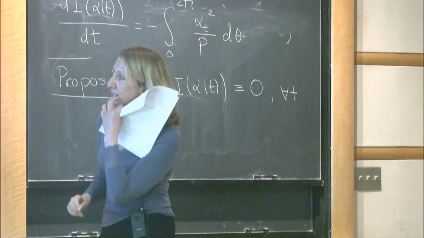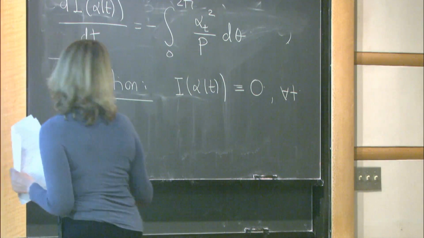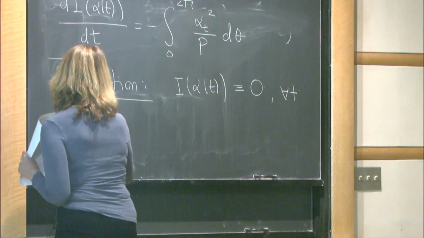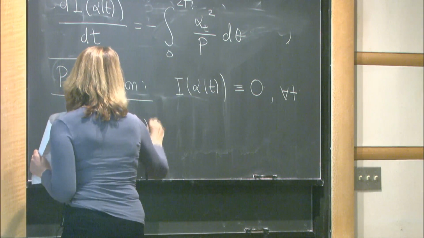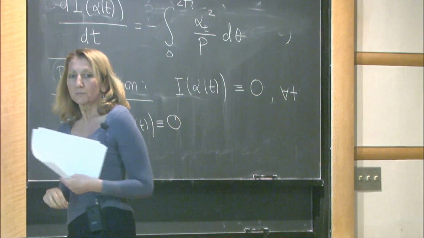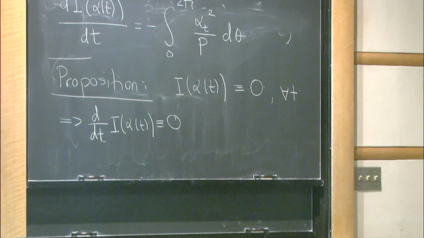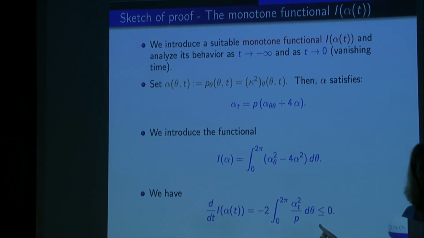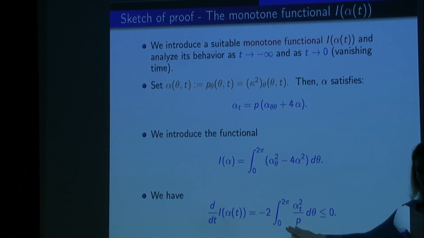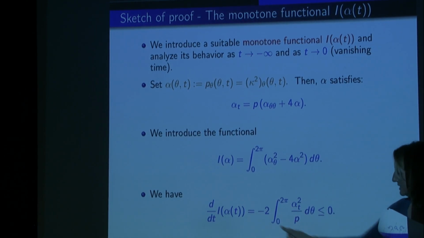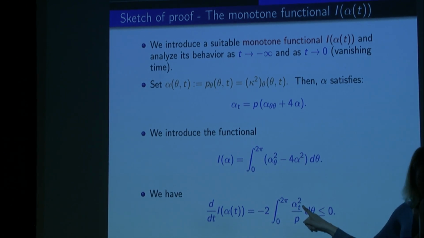Once you have this, it implies that d/dt of A of alpha of t is identically equal to 0, of course, because the derivative of 0 is 0. But what do we know? We know that this is equal to this. So if this is identically equal to 0, this is identically equal to 0. And once this is identically equal to 0, since all this is non-negative, alpha sub t is identically equal to 0.